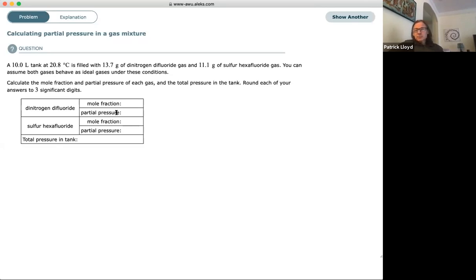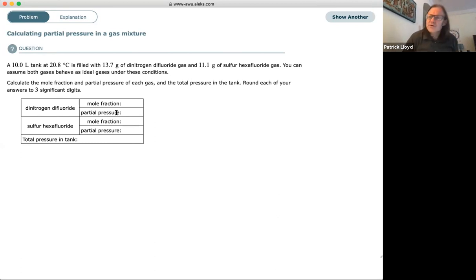So calculating the partial pressure in a gas mixture. So again, they give you the temperature, they give you the volume, two gases, they tell you the amount of the gases, just like we did before. And you do the mole fraction of each. Okay, so that's just like we just did, just a different gas. Then they ask you to find the partial pressure of each gas. Okay, so let me show you how to do this one.